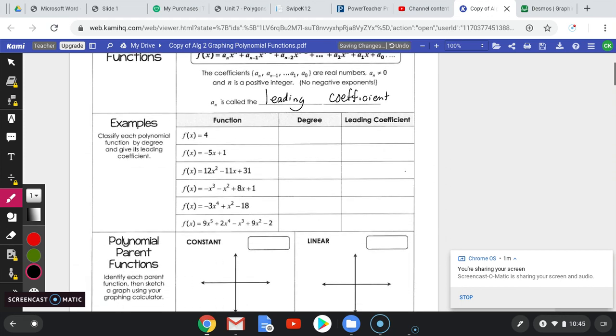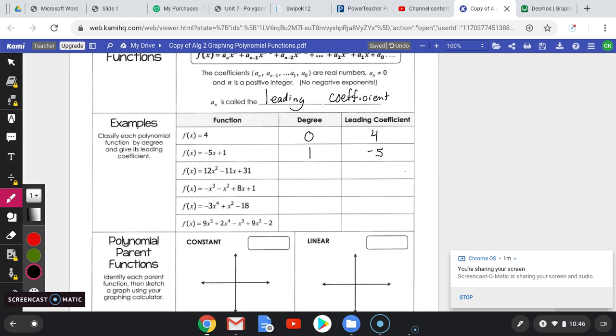So if I look at some examples here, of the degrees and the leading coefficients. Of this function here, f of x equals 4, the degree is 0 because there is no variable, there is no x. But the leading coefficient is still 4. The next one, f of x equals negative 5x plus 1. What is the highest exponent of the variable? It's 1. And what's the leading coefficient? Negative 5.